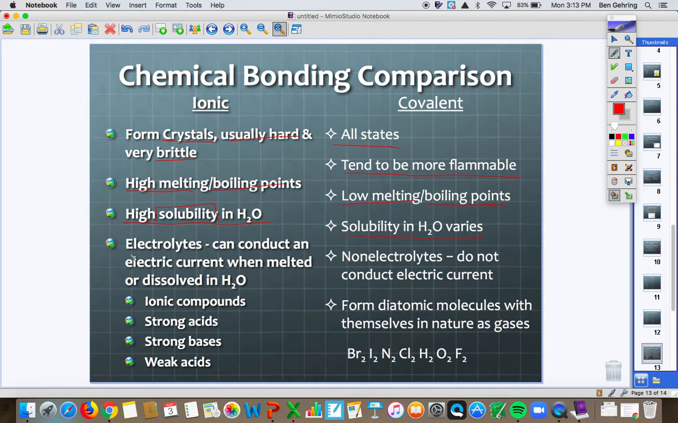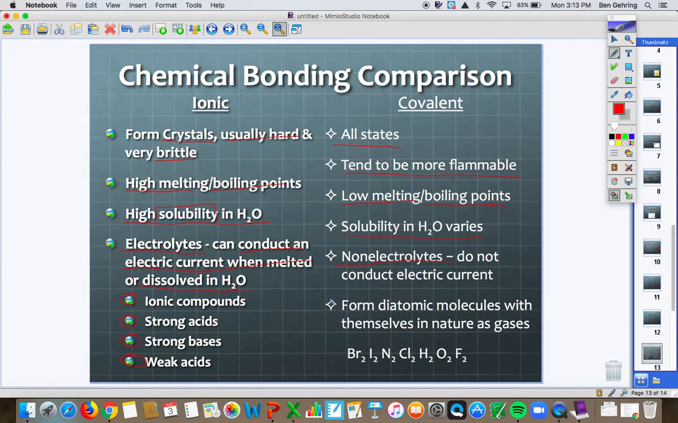And then ionic bonds form what we call electrolytes. Electrolytes are substances that can conduct an electrical current when dissolved or melted in water. Electrolytes are formed from ionic compounds, strong acids, strong bases, and weak acids. Covalent bonds do not form electrolytes. They do not conduct electricity through them when dissolved in water.